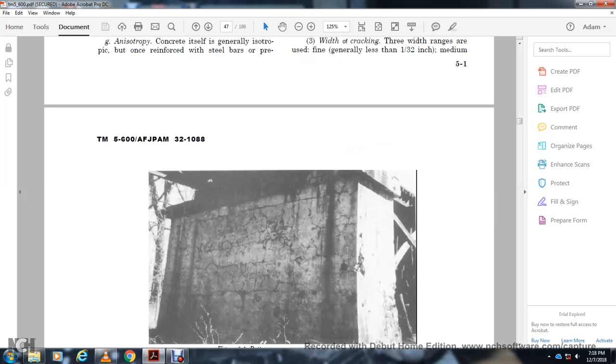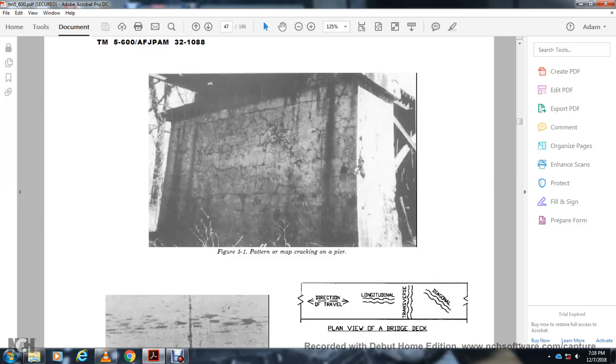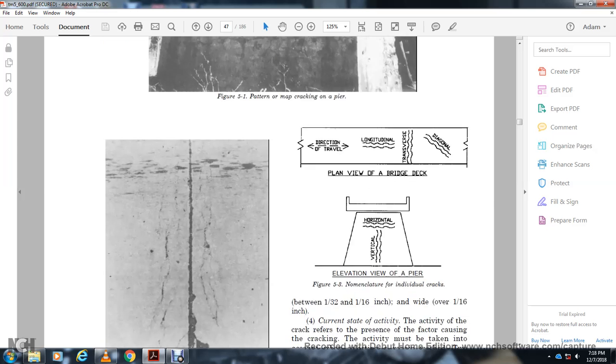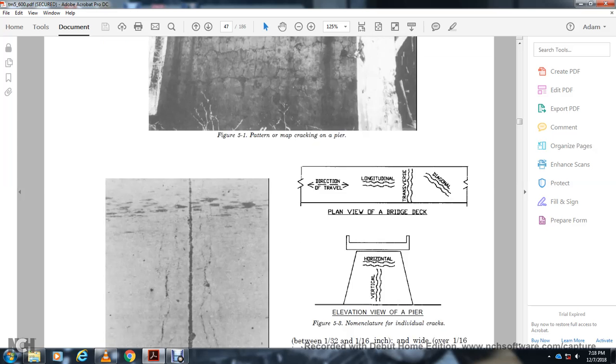And then this shows the pattern of map cracking on a pier, and this shows D-cracking on a deck. Figure 5.3 shows the nomenclature of individual cracks, showing the direction of travel: longitudinal, transverse, diagonal, on a bridge deck.